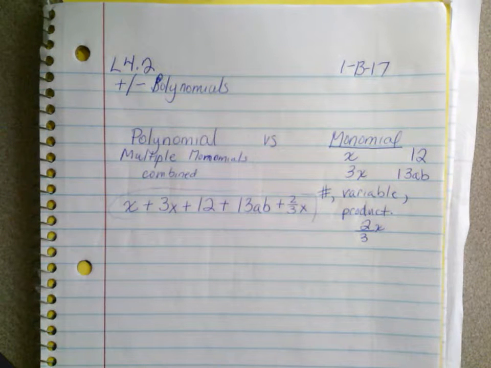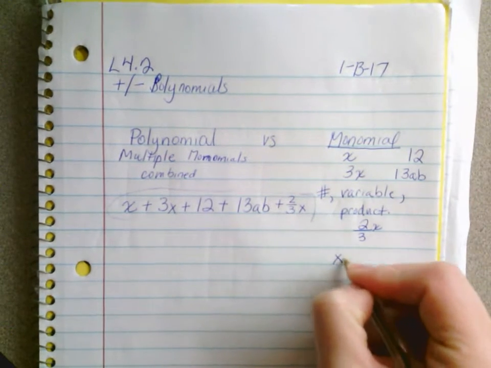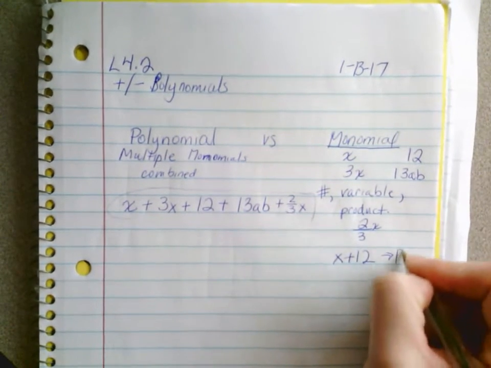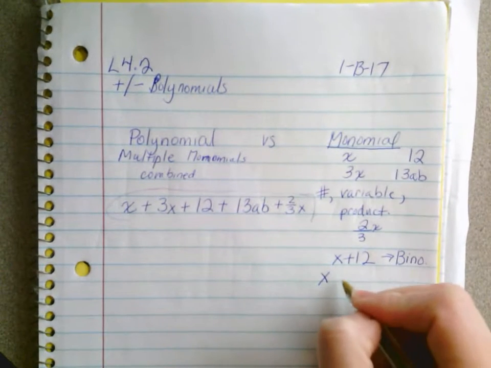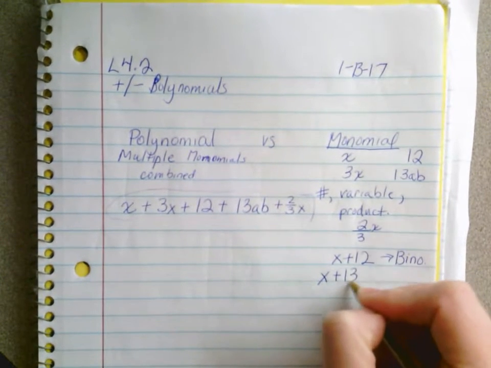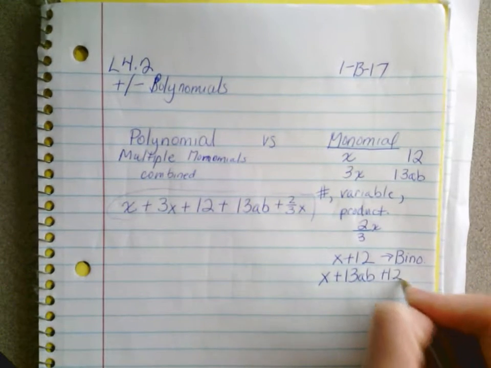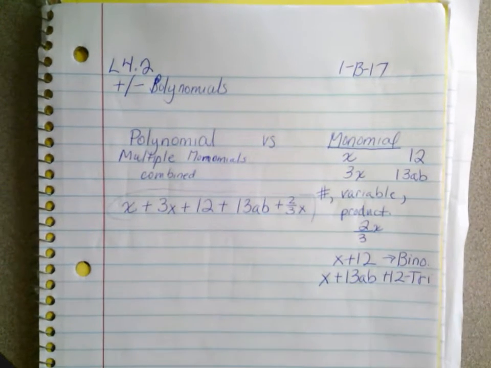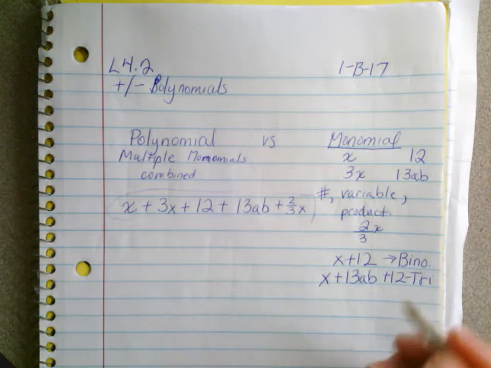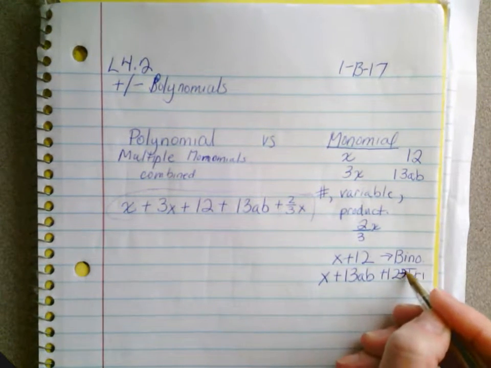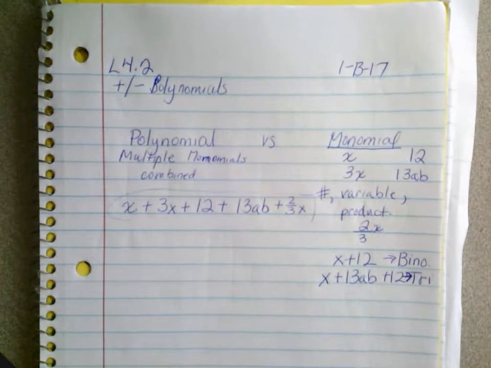There are a couple of special types of polynomials. There's a two-term polynomial, like say x plus 12, which would be called a binomial. And then there's three-term polynomials, x plus 13ab plus 12. That would be a trinomial, based on the number of members at the party. Bi 2, tri 3. Okay? But if you don't want to specify how many there are, polynomial does the trick.